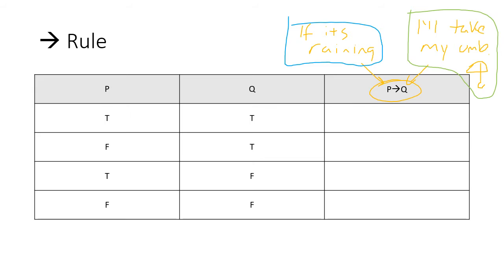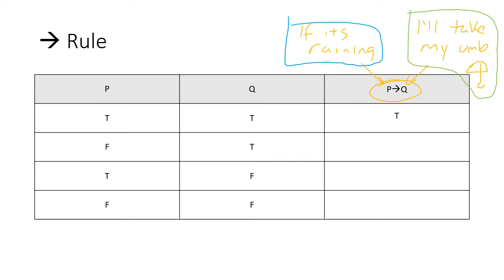So with this first situation, it says that it is raining, it's true that it's raining, and it's true that I take my umbrella. So if I were to say to you, if it's raining, I'll take my umbrella, it's true it's raining, it's true that I take my umbrella, so the statement itself that if it rains, I'll take my umbrella has to be true.